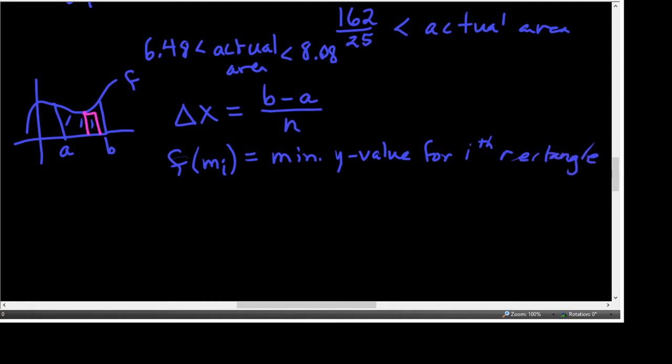Okay. We can also assume that there's probably some maximum value that's achievable. So there'll be some x, we're going to call that x capital M sub i, which will create the maximum possible y value on that subinterval for that rectangle, in other words. Again, for the ith rectangle.